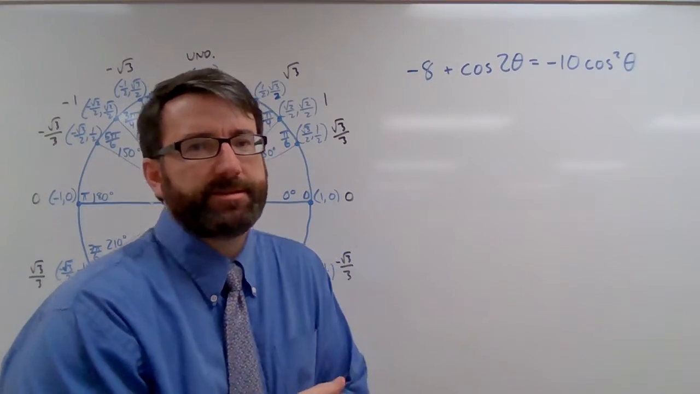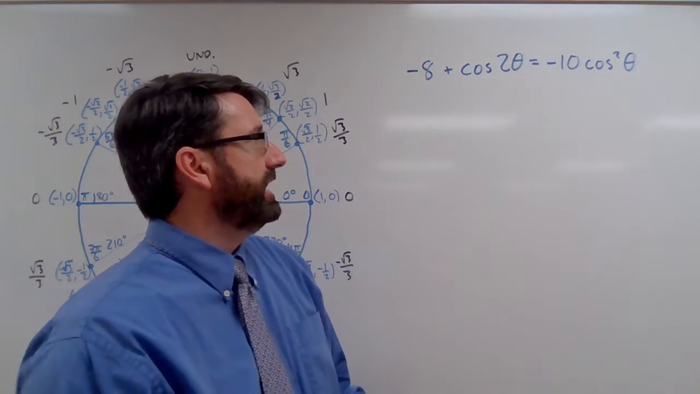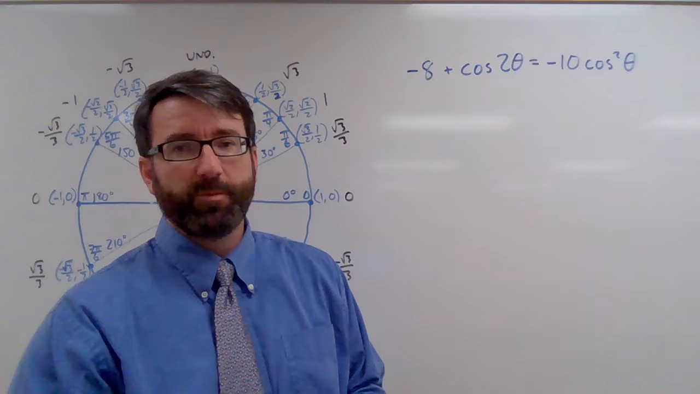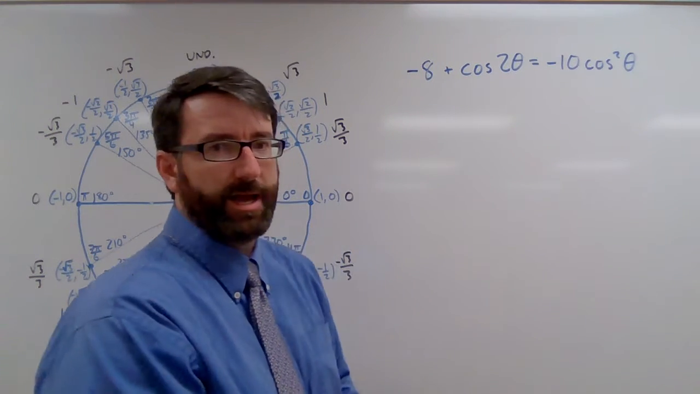All right, this problem asks us to solve the equation -8 plus cosine of 2 theta is equal to -10 cosine squared of theta. We're solving for theta between 0 and 2 pi.